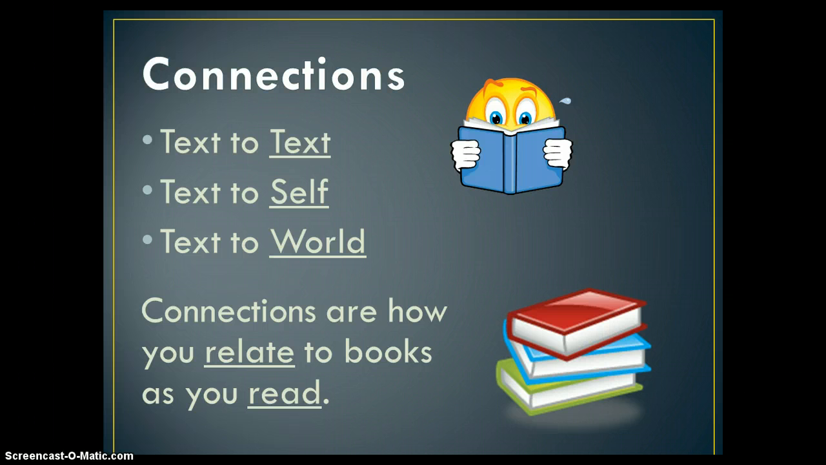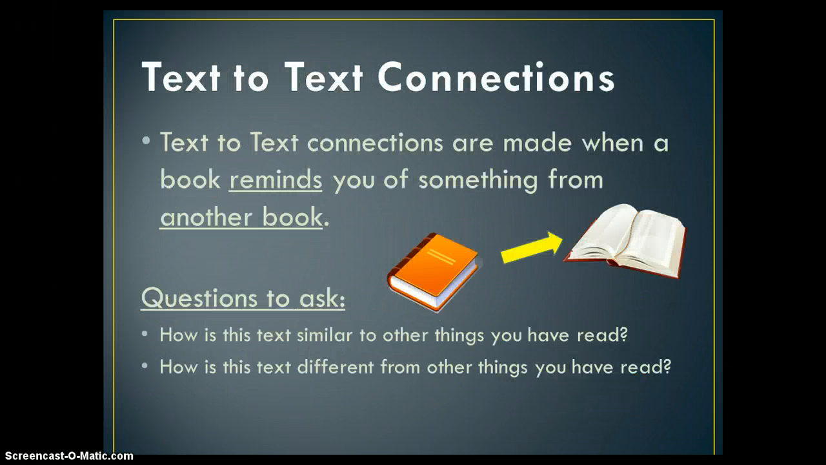Connections are how you relate to books as you read. So when you're reading, you're thinking and you're connecting the books that you're reading to other things that are going on in other books, things that you've read, how they're the same, how they're different. Then you're also thinking about how does this relate to myself or my life or my family or things I've gone through, experienced, how I would feel if that were me. And then text to world is how it relates to things that you've seen in the world or others experience and that sort of thing. We're going to look at each of the three individually.